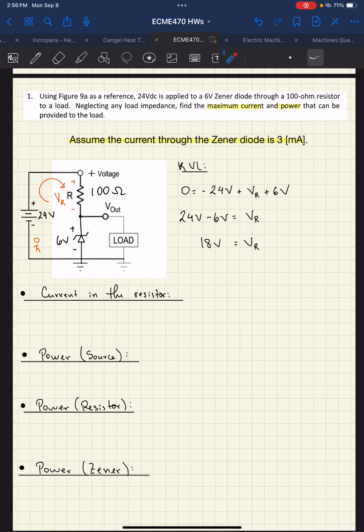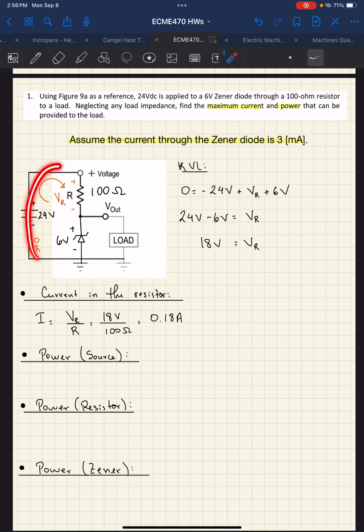So now that we have the voltage across the resistor, we can find the current through the resistor, right? We know the resistance, we know the voltage, we use Ohm's law, and we get the current through the resistor. So I is basically going to be V sub R over the resistance. Here's V_R, so we have 18 volts divided by 100 ohms. So we should get 0.18 amps.